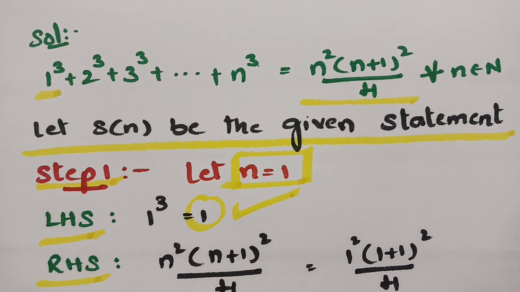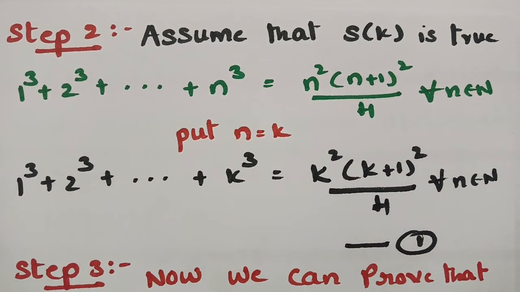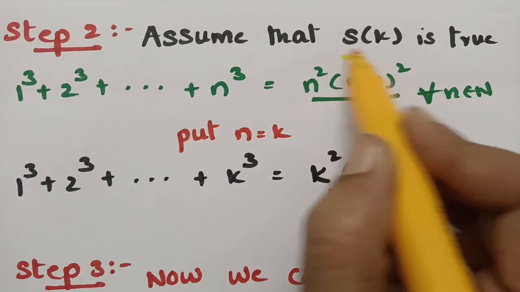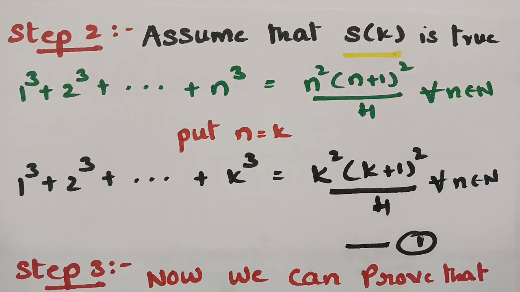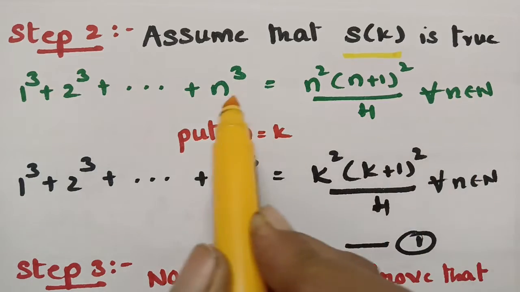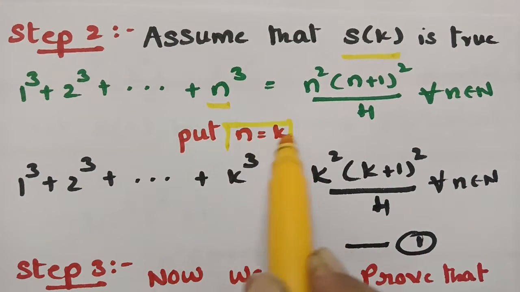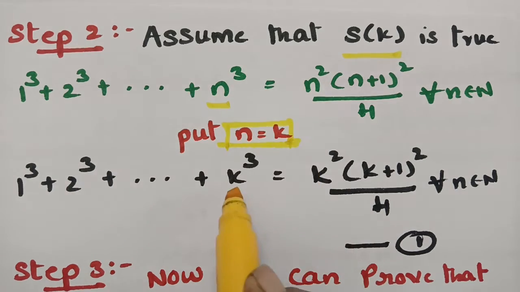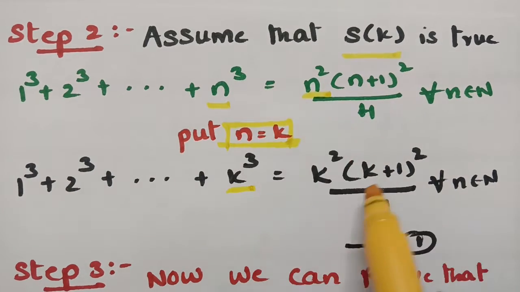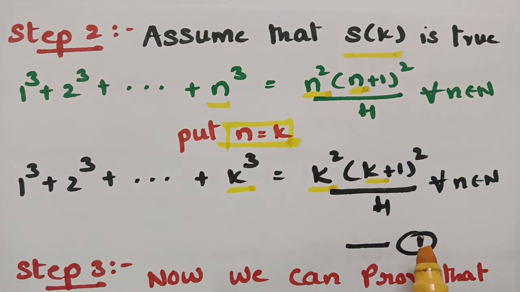So the first step according to mathematical induction is to take n equal to 1, and now the statement is true for n equal to 1. The next step is to assume that S of k is true. We have to take it for granted that it is true for n equal to k. So in place of n, we put n equal to k. Wherever you find n, I have substituted k. After keeping n equal to k, we construct this equation as equation 1.